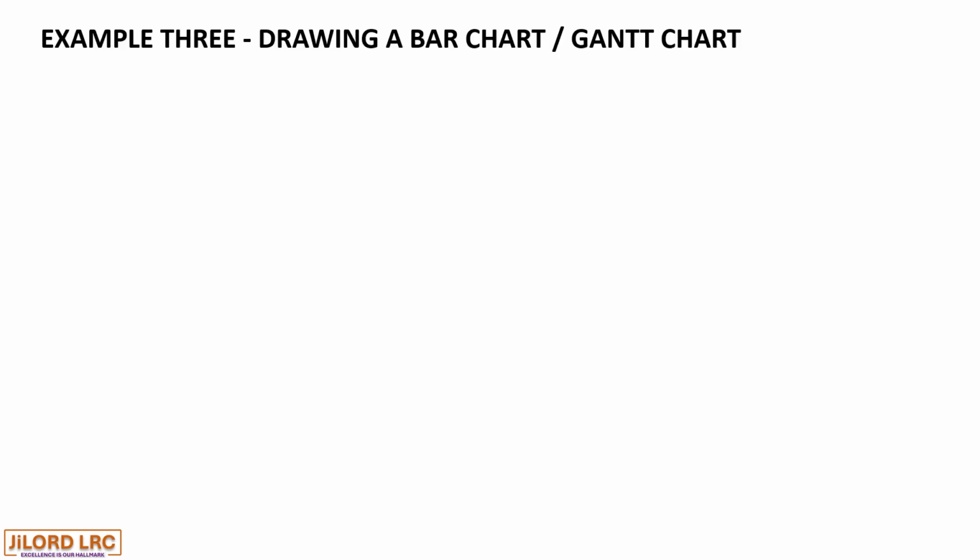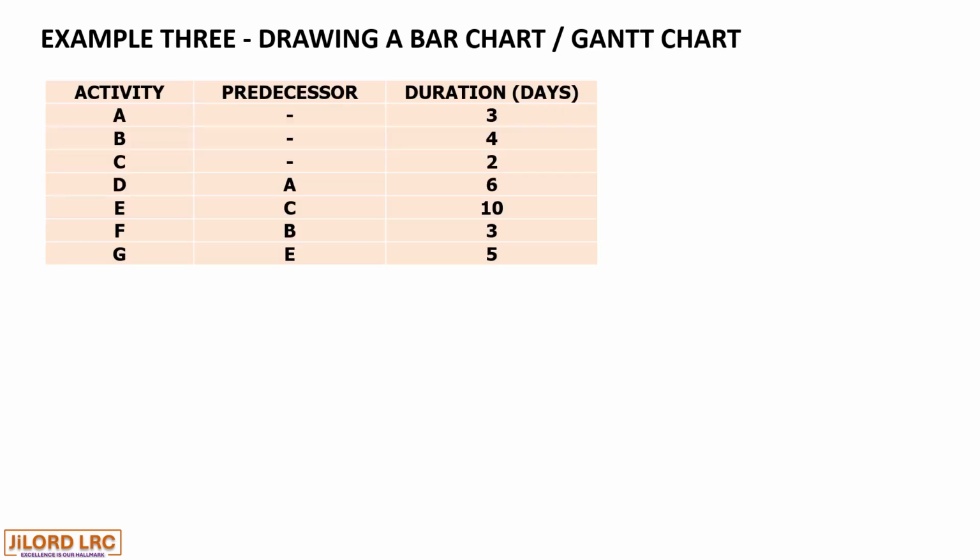Now, let's consider a third example. Example 3, drawing a bar chart or Gantt chart. We are again presented with a table of information which will enable us to draw our Gantt chart. We have a column of activities. We have columns of predecessor activities and a column of duration in days.